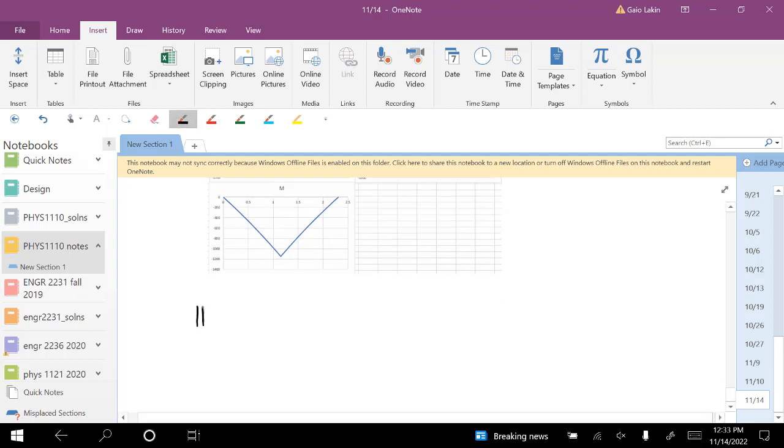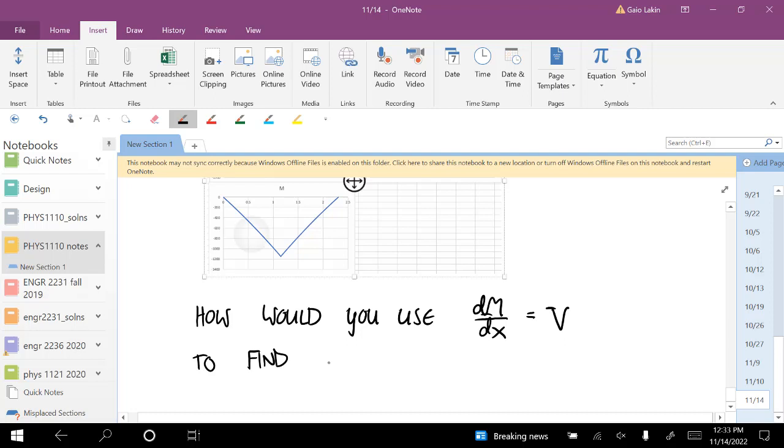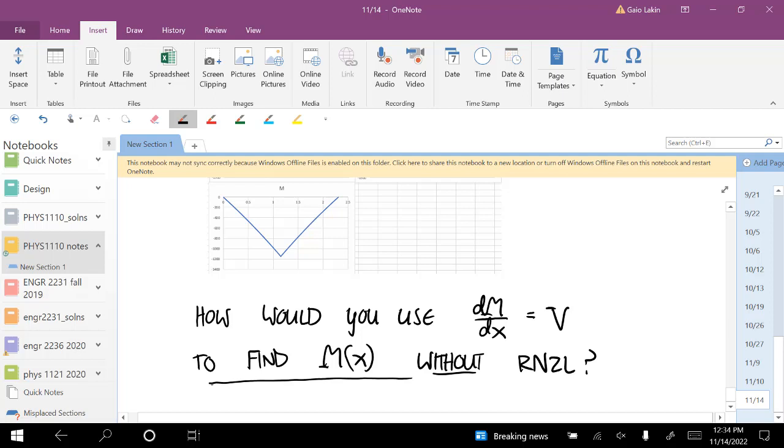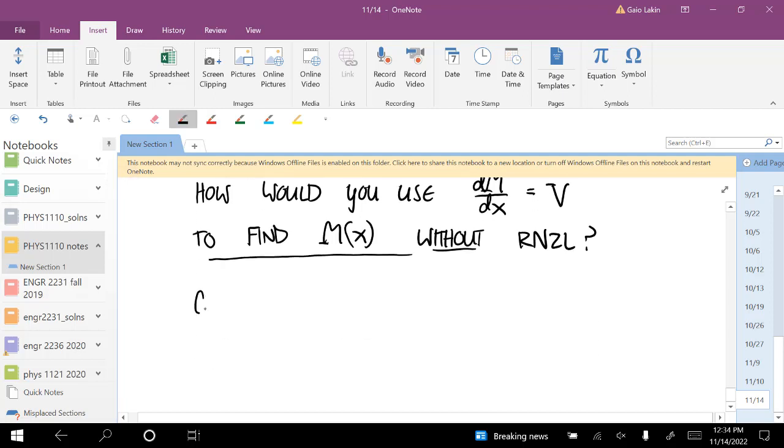Okay, so how would you use dM/dx equals V to find the function M of x without using rotational Newton's second law? Okay. So let's go back to cut 1.